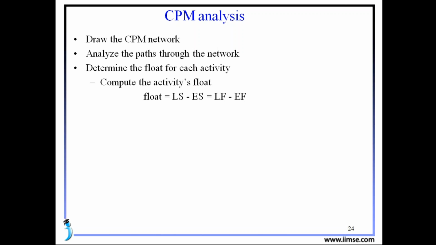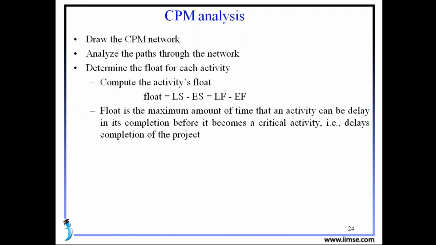Finish date or finish time. See here, float is the maximum amount of time that an activity can be delayed in its completion before it becomes a critical activity. That is, delays completion of the project. That means without delaying our project, we can delay some particular activity. That delay duration we call a float. For the critical path, float is 0.